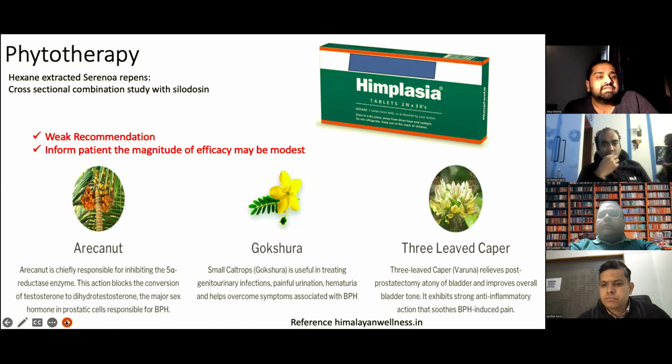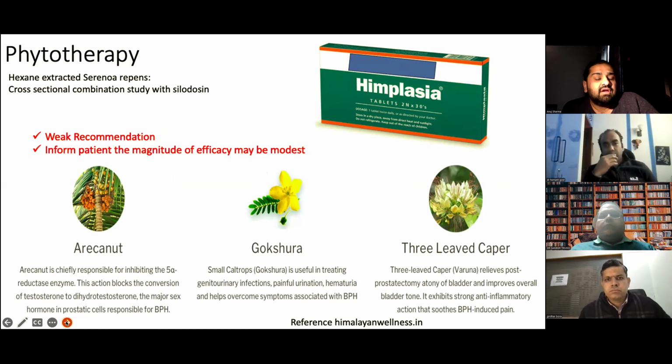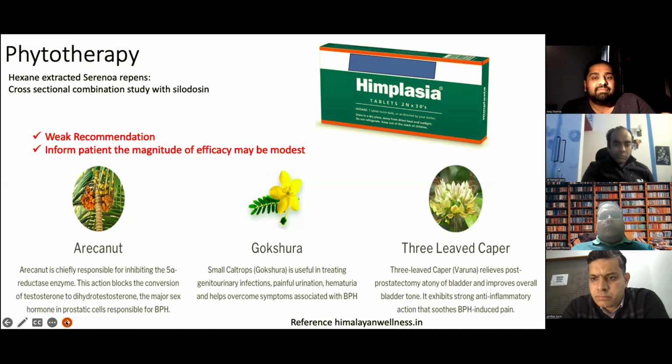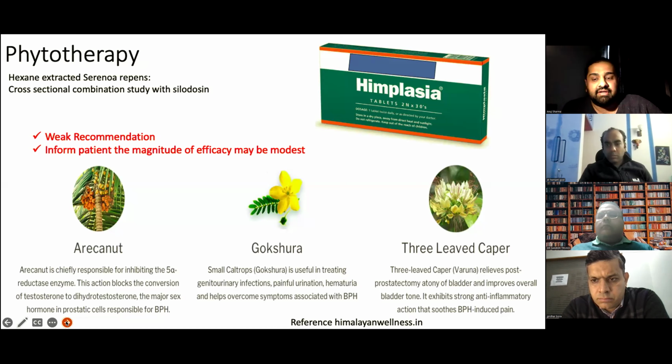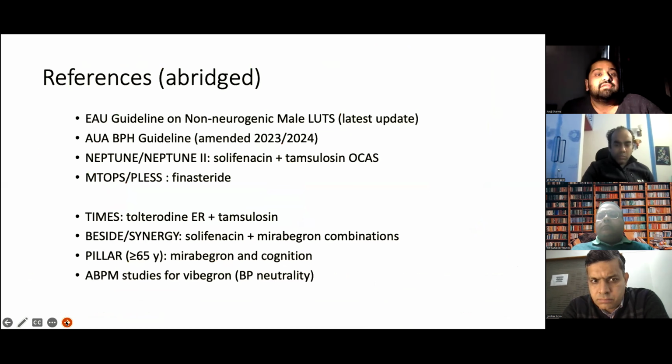Amongst the literature, the hexane-extracted Serenoa repens does have 1 or 2 studies, along with the combination with psilocybin, but again, they are weak recommendation drugs studies, and we need to inform the patient the magnitude of efficacy, which can be modest. I could get a few of the preparations or formulations which are present in our Indian market. Other clinicians and urologists might have a say on their own experiences about these drugs, but just to complete the whole gamut of various drugs for BPH, I put this in my presentation. So thank you very much.